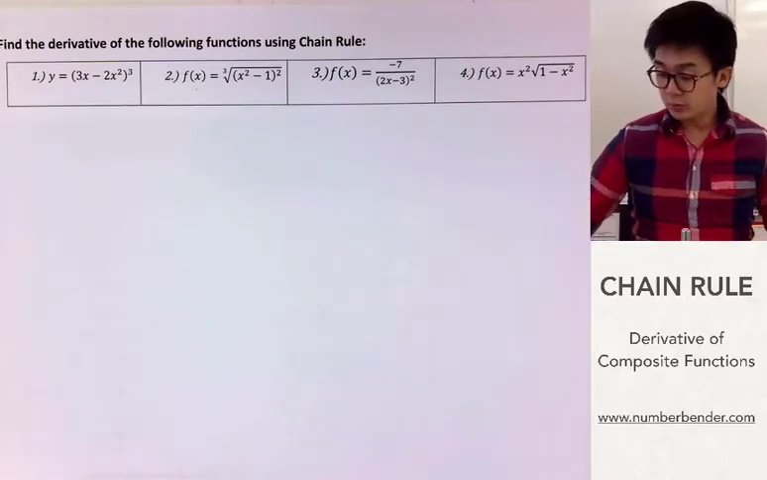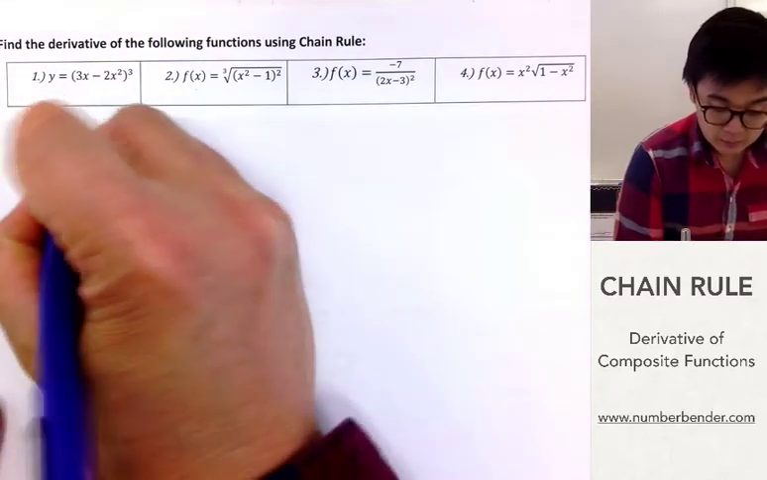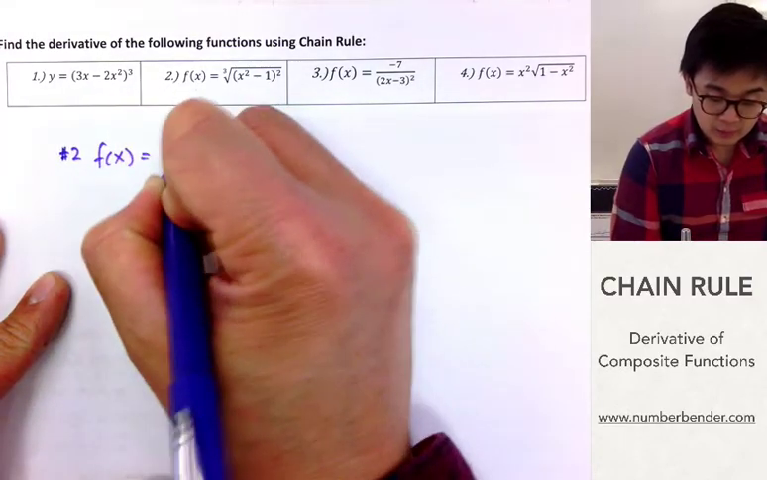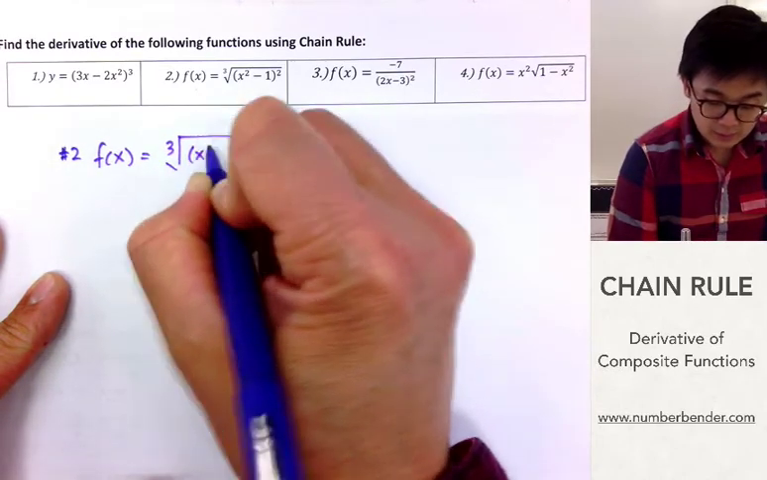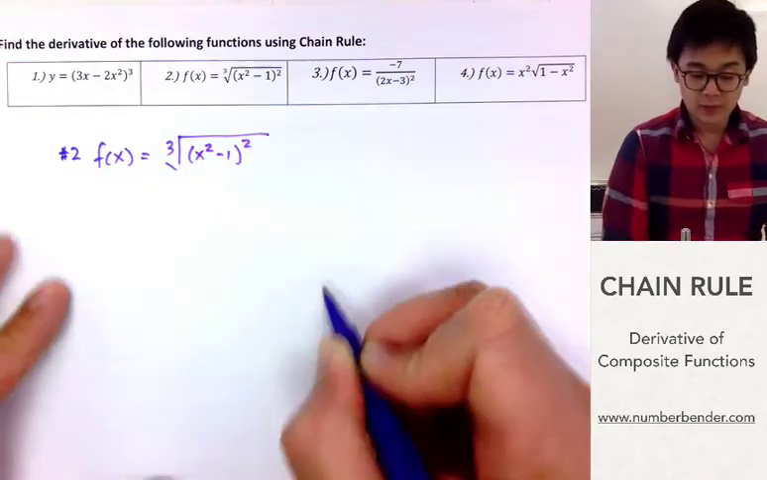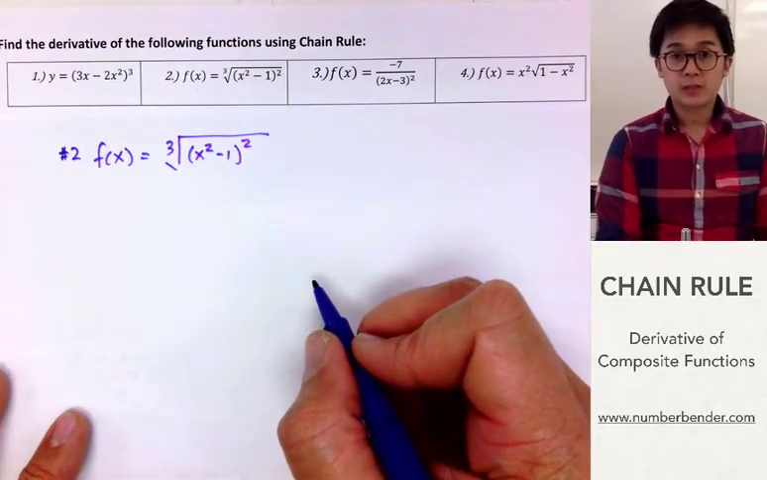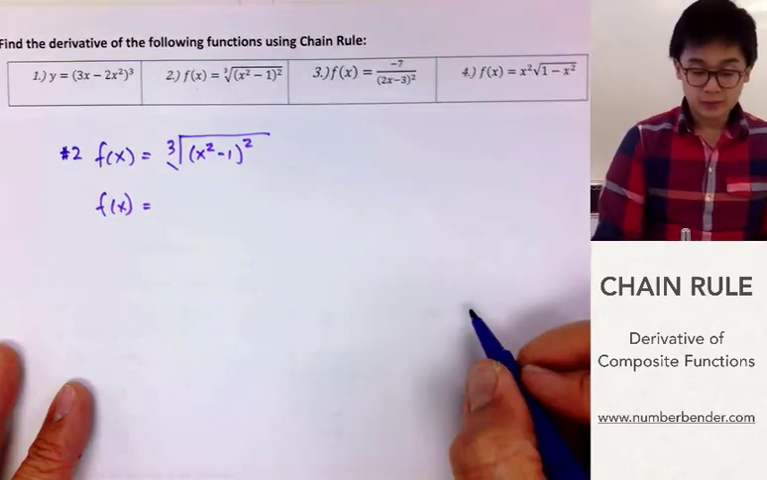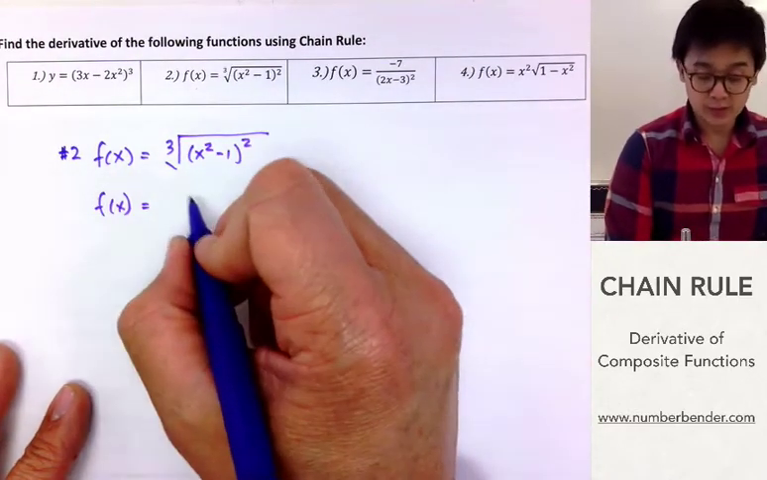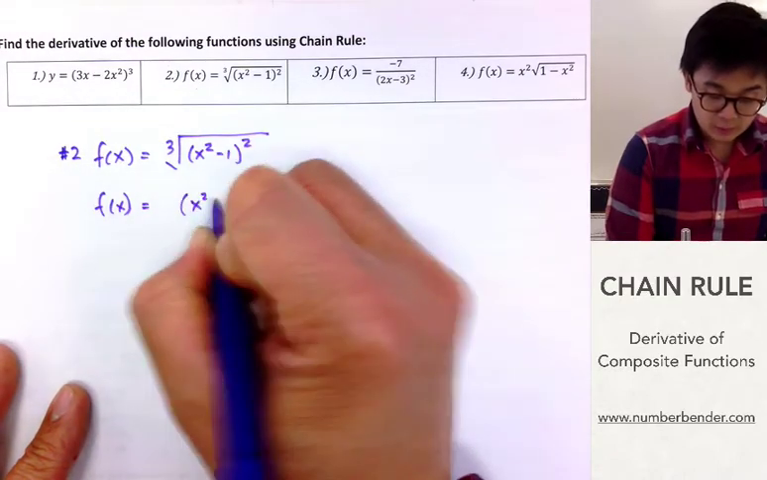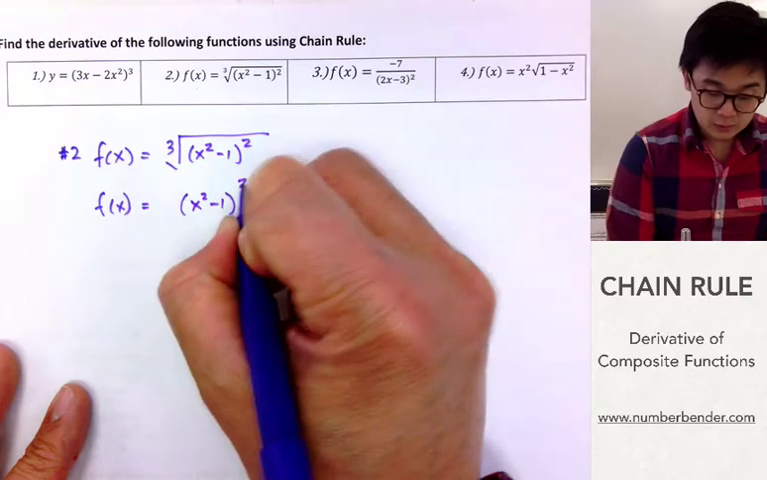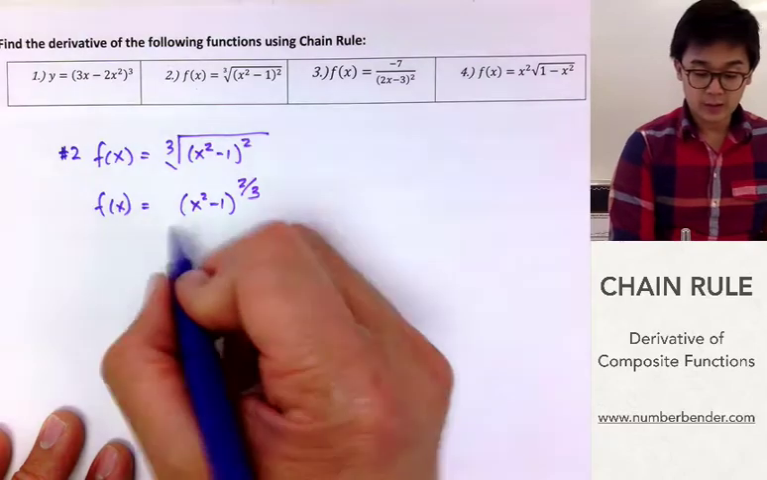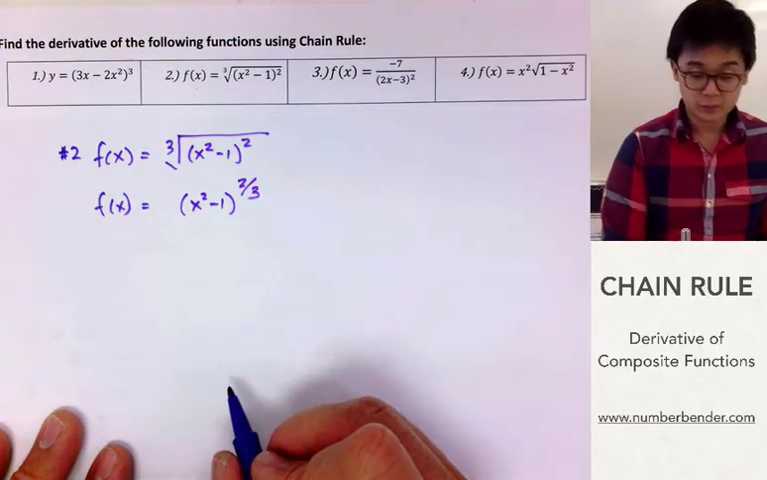Now let's go ahead and answer problem number 2. Number 2, we have f of x, third root of x squared minus 1 squared. So every time we take the derivative of a radical function, we always modify our f of x. Using the law of exponents, we can change this radical form into exponential form. So we'll have x squared minus 1 raised to 2/3. So we have another composite function over here. So we'll go ahead and find the derivative of parenthesis raised to 2/3.